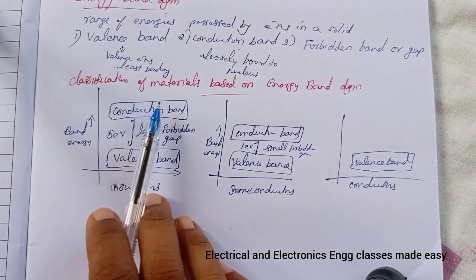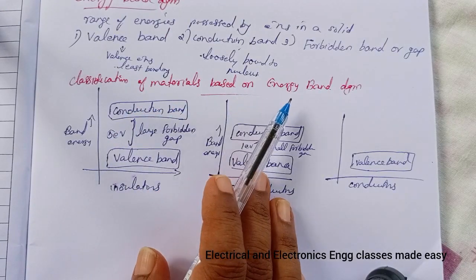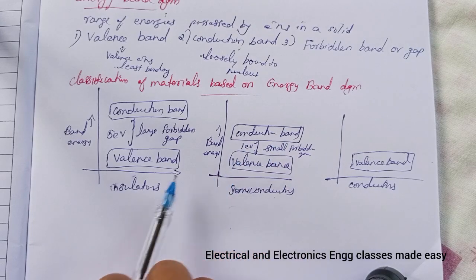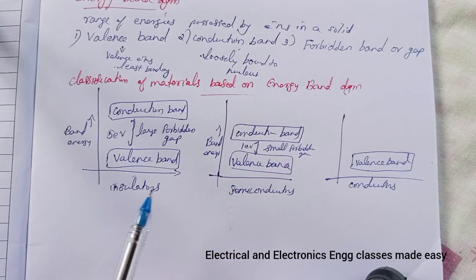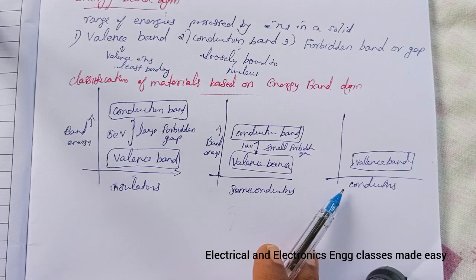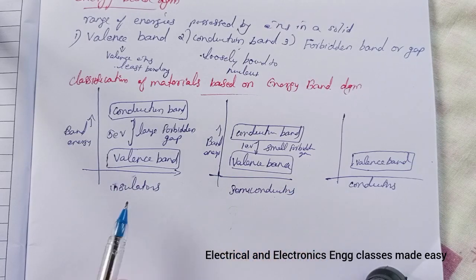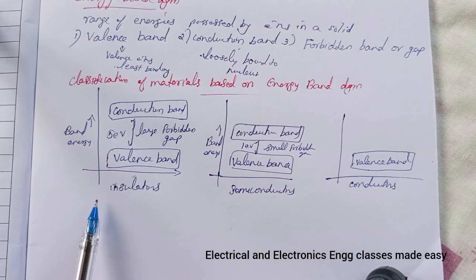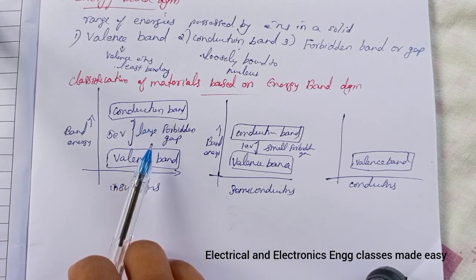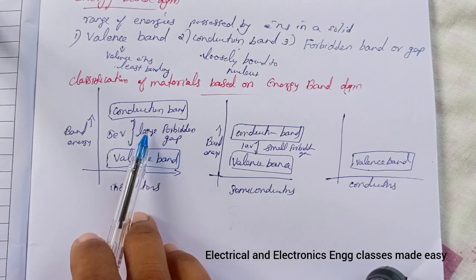So, the classification of materials based on energy band diagram. The classifications are insulators, semiconductors, and conductors. So, in insulators, the forbidden energy gap is large.